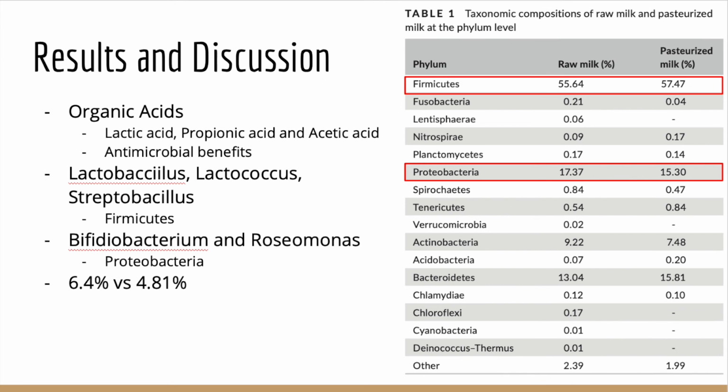The organic acid producing bacteria of Bifidobacterium and Rhozomonas is in the phylum of Proteobacteria. This is also at a higher percentage in pasteurized milk than raw milk, as seen in the red square. When comparing the percentages of organic acid producing bacteria for the two milks overall in comparison with the phylum, it can be seen that pasteurized milk has 6.4% organic acid producing bacteria and raw milk has 4.81%.